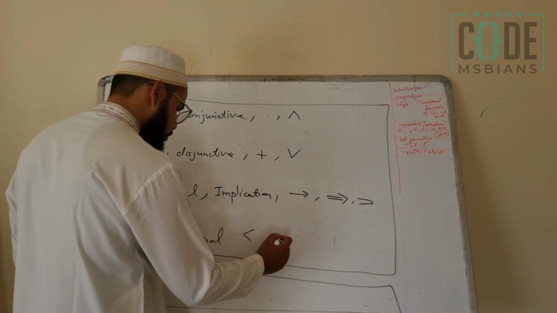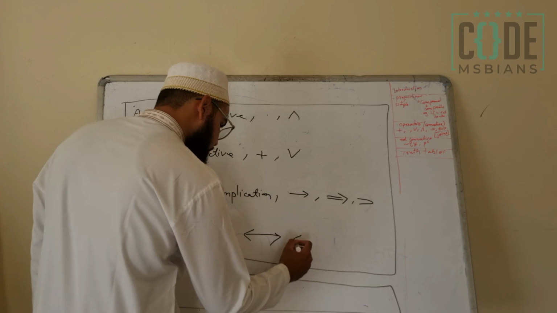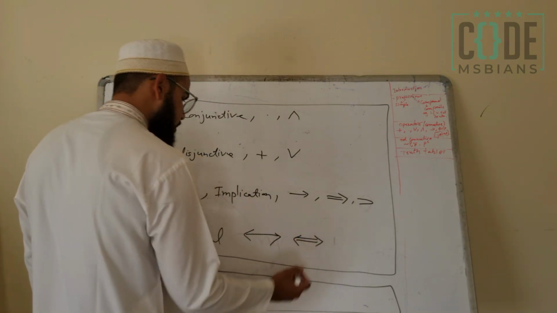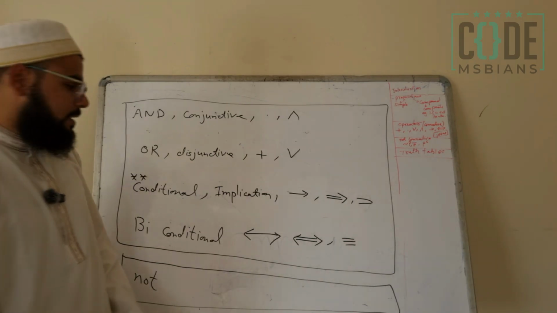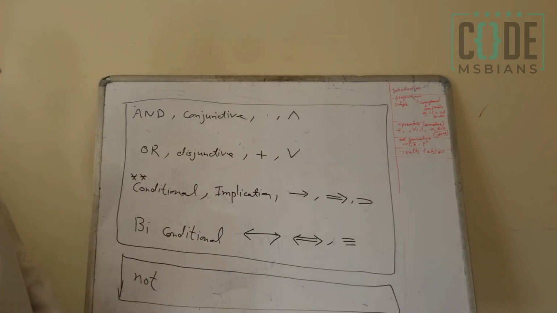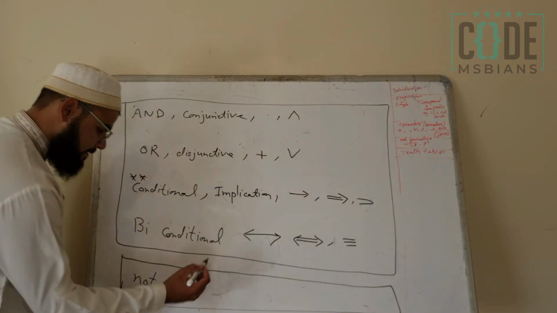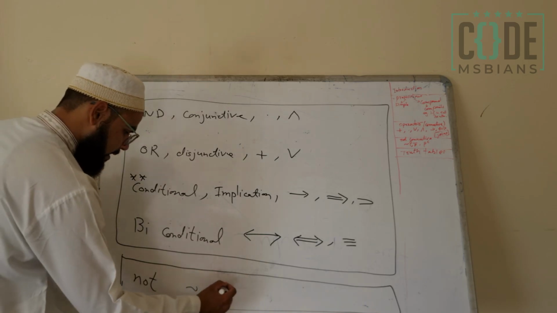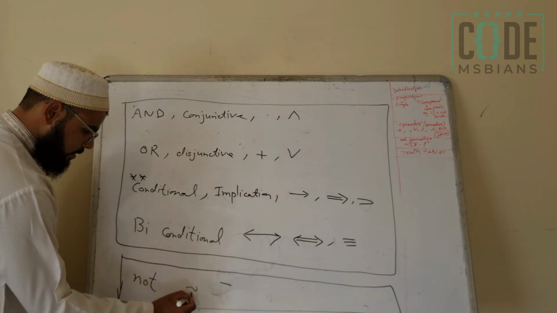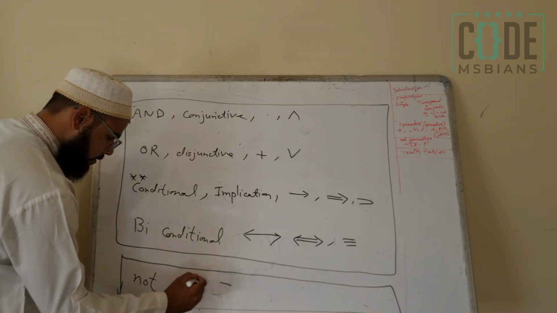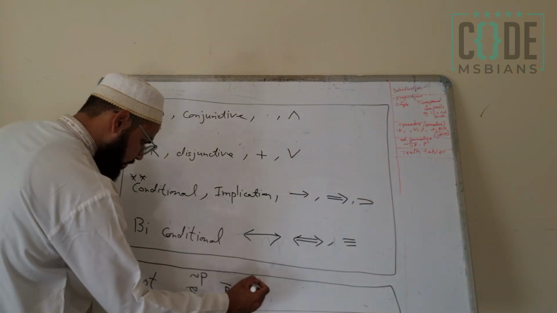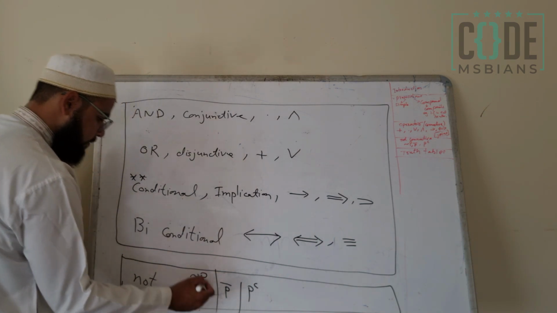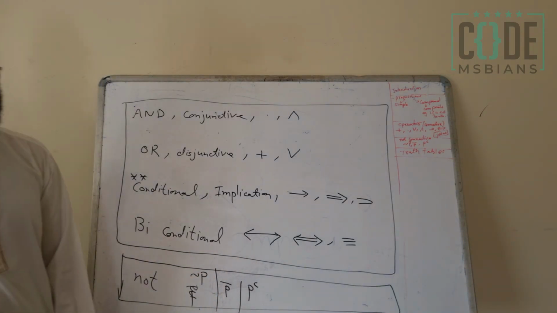Bi means two, so why not make two arrows? And in one of the textbooks I saw it as a hamburger, like 3 lines. So again the biconditional. Now for not, this sign is used and this bar is used. For example, let's say the variable is p, so we can write complement p or p bar or p raised to the power c for complement, something like that. These are very common for not.